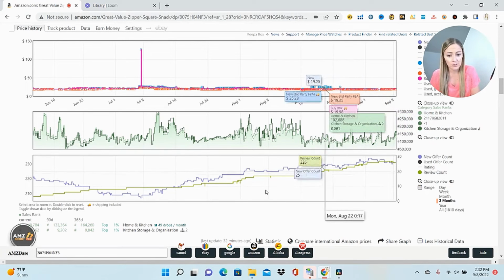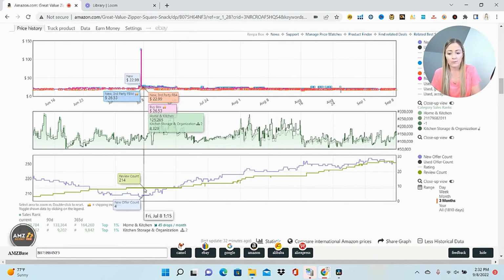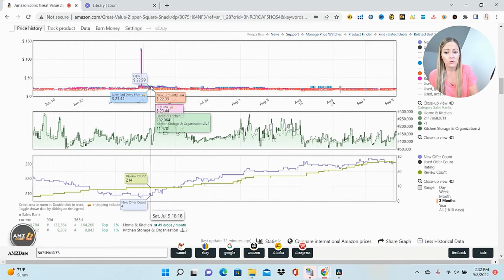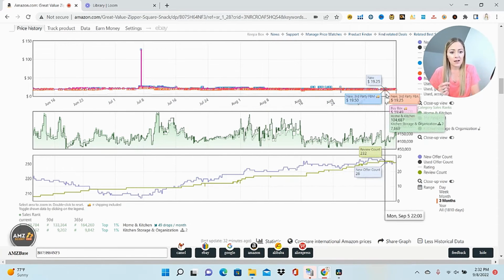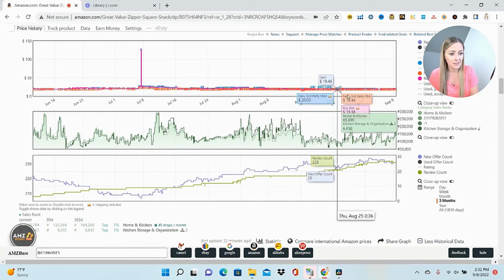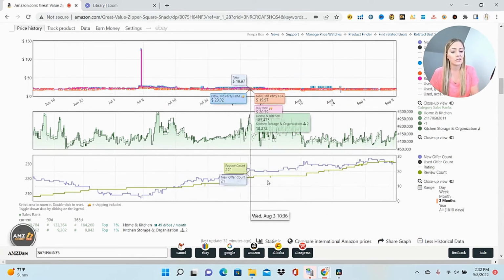So even though back here there was only 4 offers, here's what the price was at up here, the offer count. So we have the buy box at $23.44, and there's only 4 offers on it. This was on July 9th. Now, coming across time, the buy box isn't that much lower, and there's a lot more offers on it. That's really good to see that the buy box is still staying steady, even though the competition is rising.